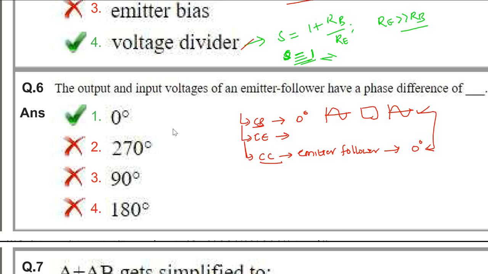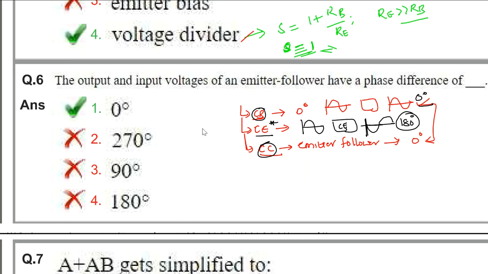But in case of CE configuration, it is not true. Suppose you give a sinusoidal waveform to a CE amplifier, the output will have exactly 180 degrees phase shift. Remember this point, it may occur in your examination. In CE configuration there is a phase displacement of 180 degrees, and in case of CB and CC configuration the phase displacement is 0 degrees. Okay, next question.